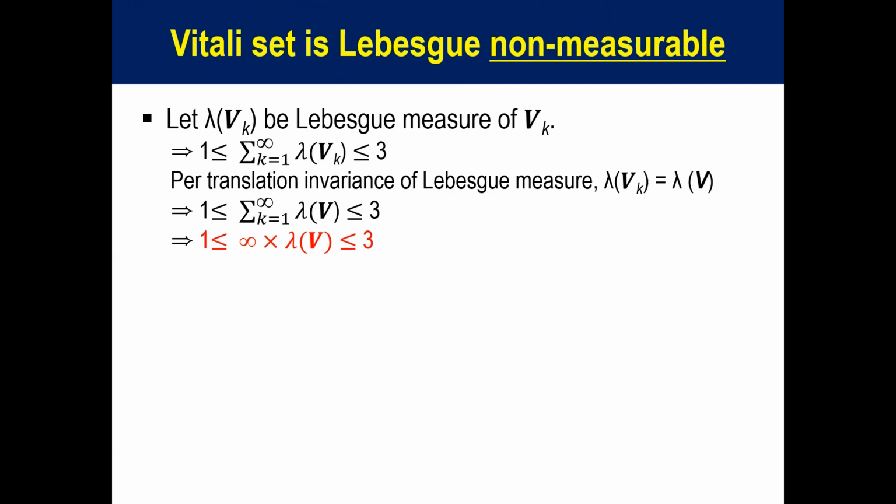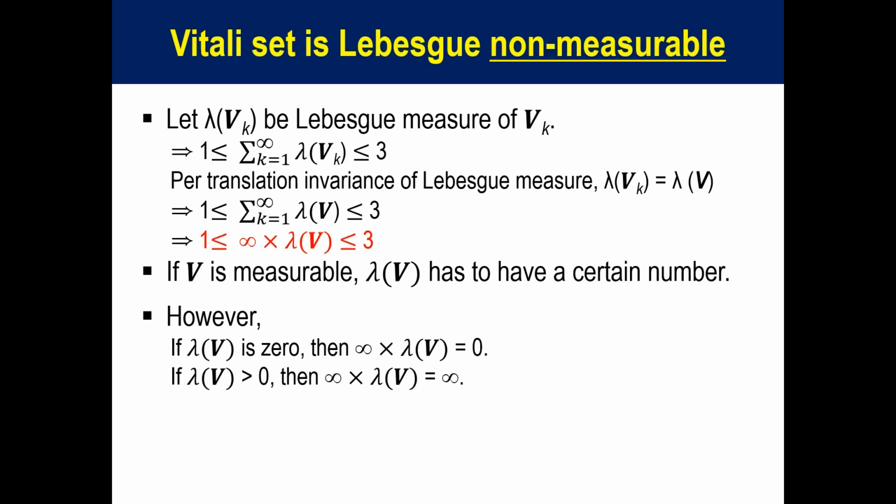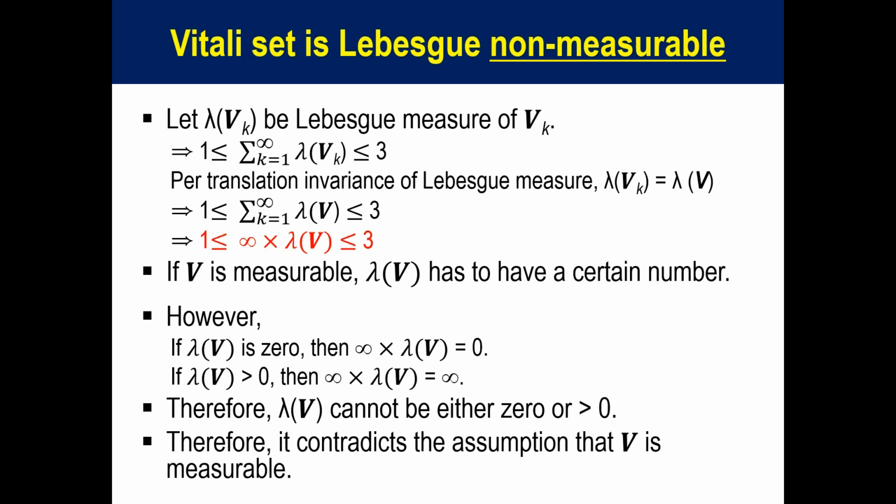I will use V as the Vitali set rather than S. The key in the proof is that infinity multiplied by lambda V should be between 1 and 3. However, if V is measurable, lambda V has to have a certain number, but if lambda V is 0, then infinity multiplied by lambda V equals 0. If lambda V is larger than 0, then infinity multiplied by lambda V equals infinity. Therefore, lambda V cannot be either 0 or larger than 0. Therefore, it contradicts the assumption that V is measurable.